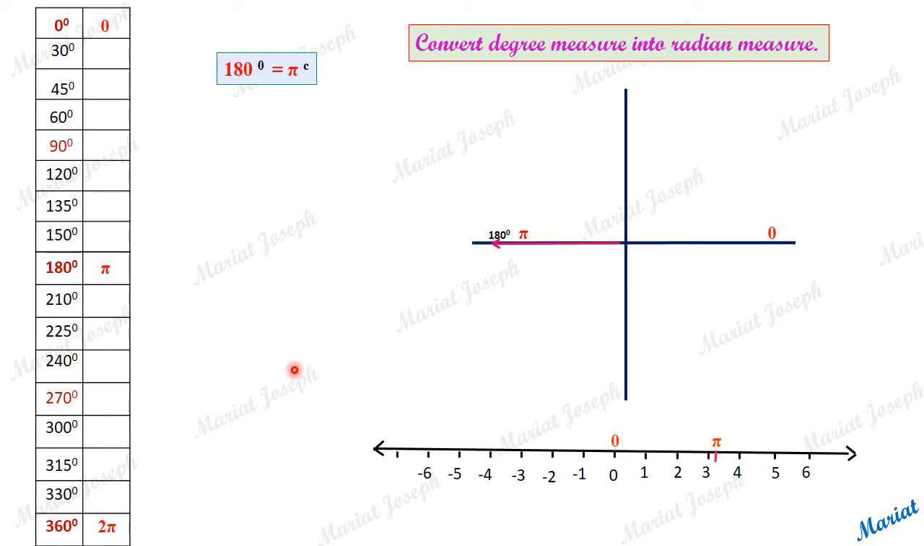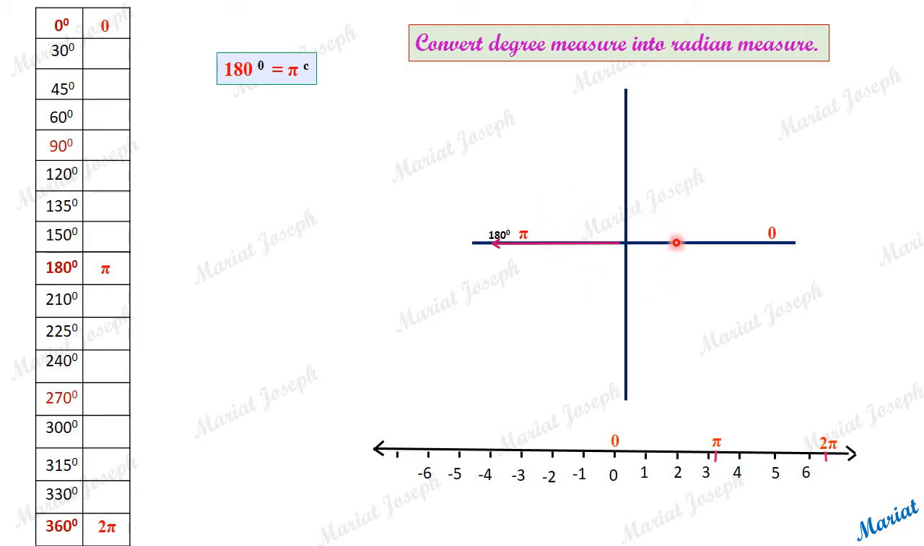Next angle. The double of 180 degrees is equal to 360 degrees. Therefore, in radians, double of pi is 2 pi. So 2 pi radians, and we plot 2 pi on the number line here. 2 pi radians. 2 pi is a real number whose value is approximately 6.28, that is 3.14 into 2. So in one full rotation 360 degrees are there.